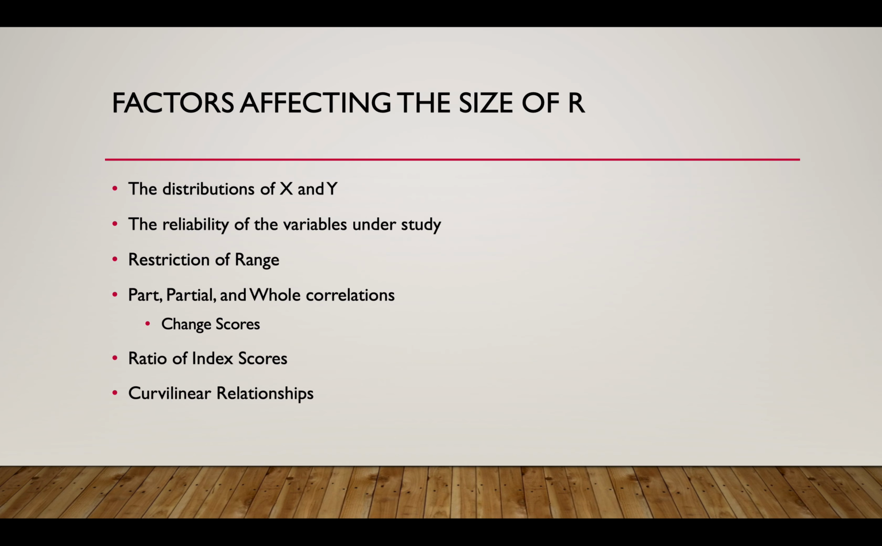We also have the reliability of the variables under study. This is why reliability becomes an important issue in every single method section that you'll ever write from here on out. Restriction of range affects the size of R.